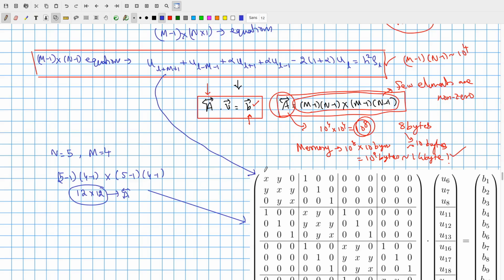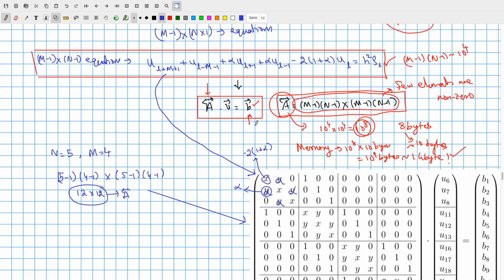I'm sorry, I shouldn't write here x and y. I just used x and y to make it simpler. But what I mean is x is nothing but minus 2 times (1 plus alpha), and y is equal to alpha. In fact, all these y should be alpha. I don't know why I wrote it like y. This all should be alpha. So you can assume it. So x is going to be minus 2 into (1 plus alpha).